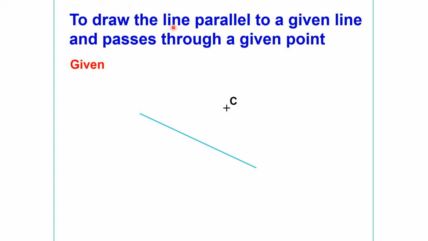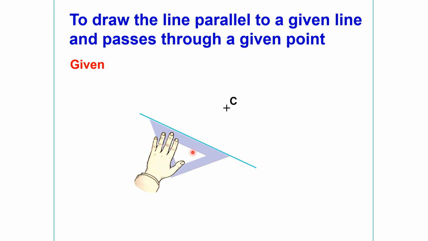Now we want to draw a line parallel to a given line. We draw a parallel line to a given line that passes through a point. We want to draw a parallel line which passes through this point. How? That is so simple. Just you have to understand.